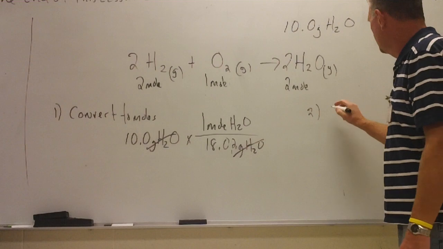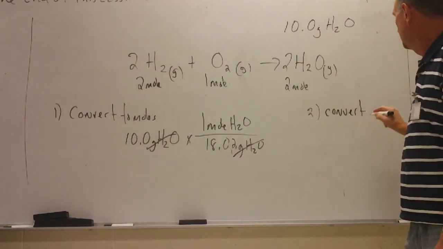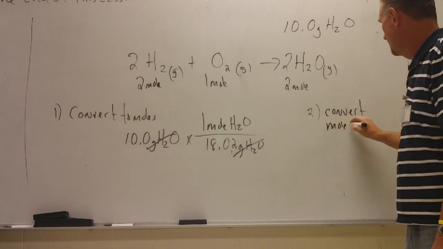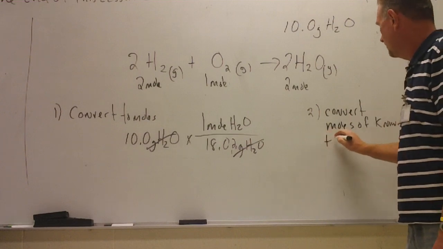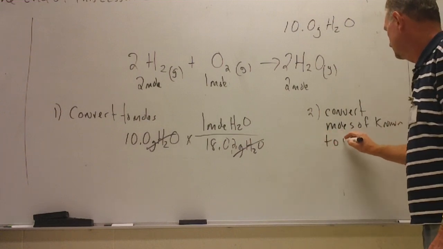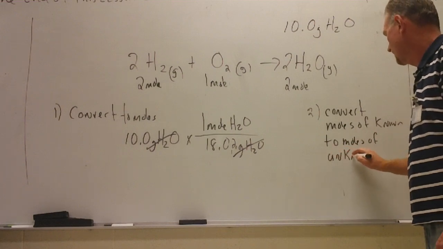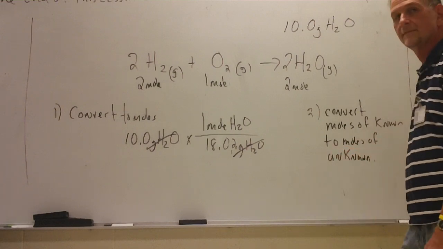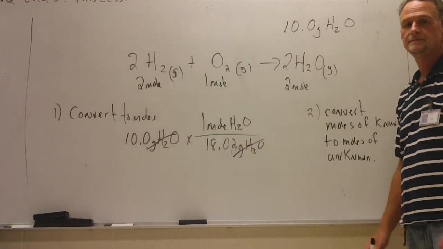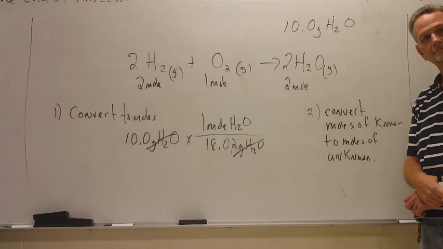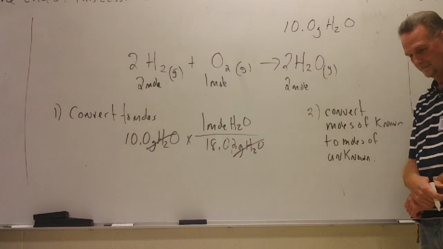Step 2, again, we're going to convert from moles of what you know to moles of what you're looking for. Now this is the step that makes it stoichiometry. This is the step that makes it different from mole to mass conversions that you've been familiar with thus far. We are going to be using the mole ratios from the balanced chemical equation to convert from moles of one substance to moles of another substance.